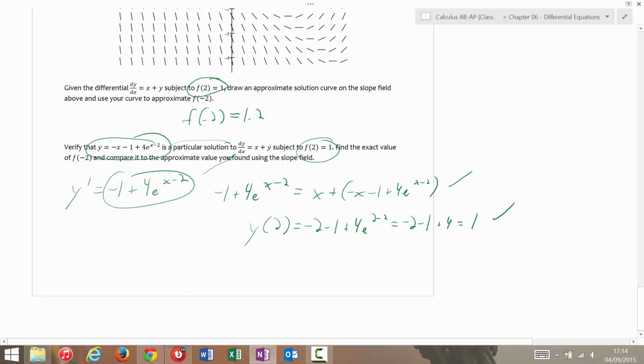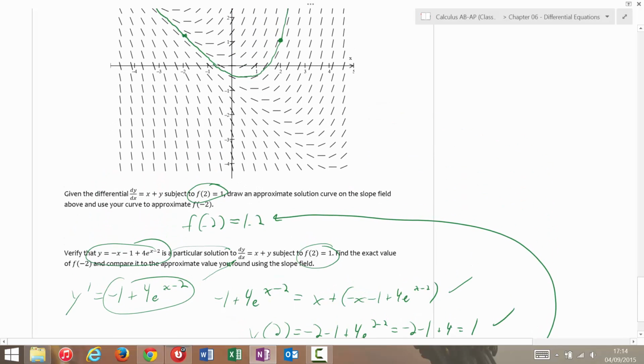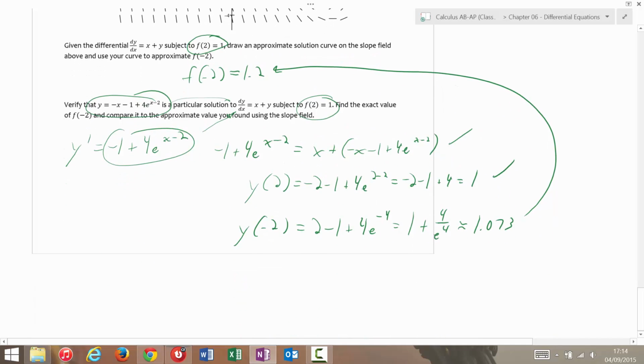And then it wants me to find the exact value of f of negative 2. Well, that means basically y of negative 2. And that would be equal to positive 2 minus 1 plus 4e to the negative 4, which is the same thing as 1 plus 4 over e to the 4th. And if you plug that in, that is about 1.073. So not quite what our approximation was, but close enough. So that's it.